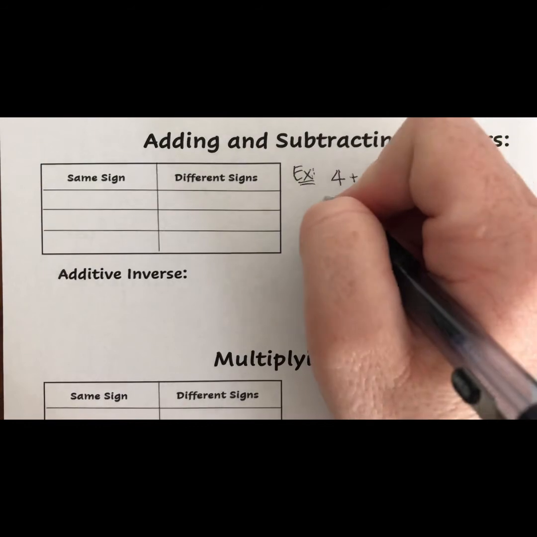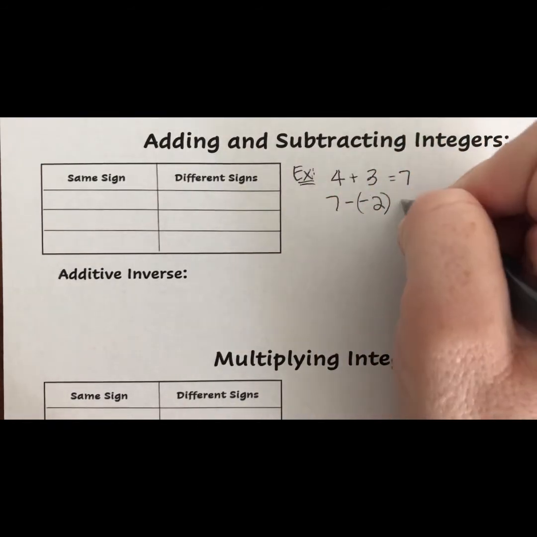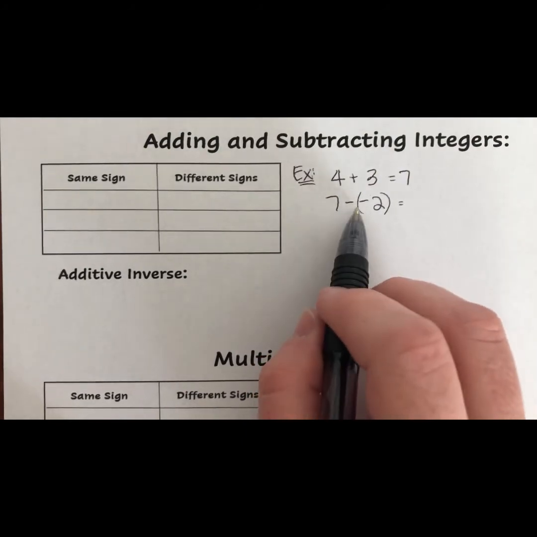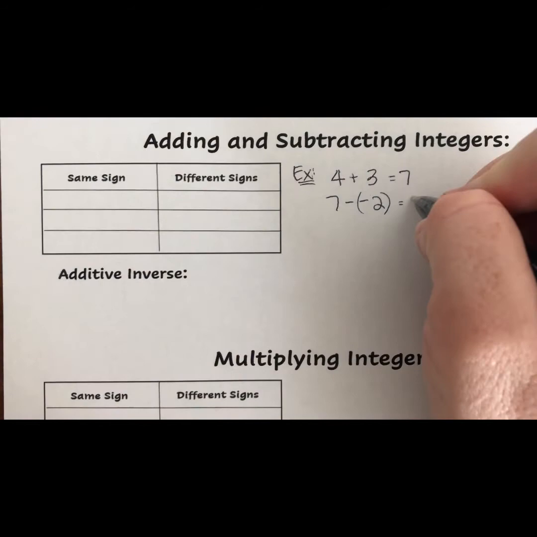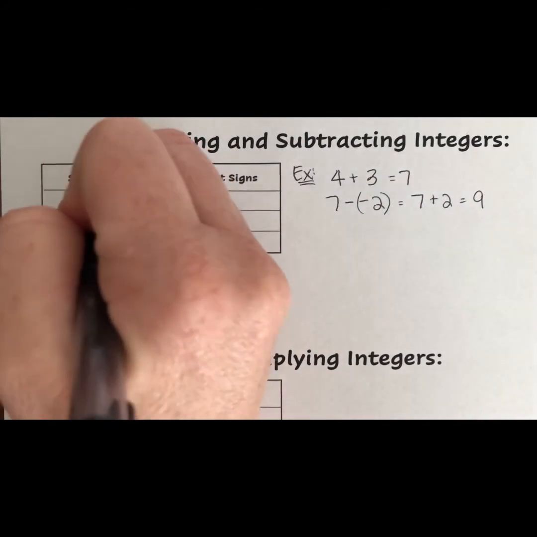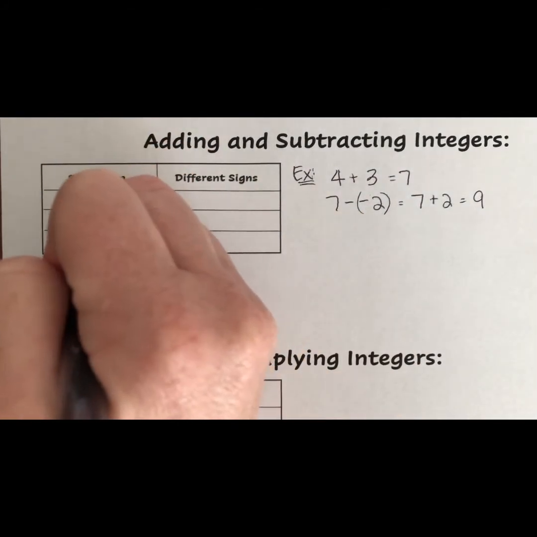If I had 7 minus negative 2, I'll put parentheses there. Those 2 signs are touching each other. There's no numbers in between them, and they're the same sign. So that's going to be 7 plus 2, which is 9. You're always going to add when your signs are the same. So if they're plus plus or minus minus, you're always going to add.